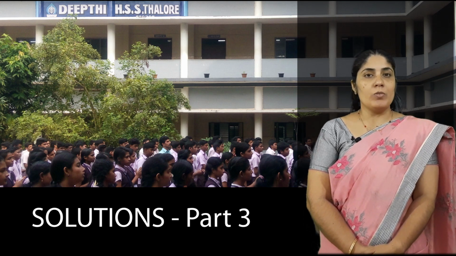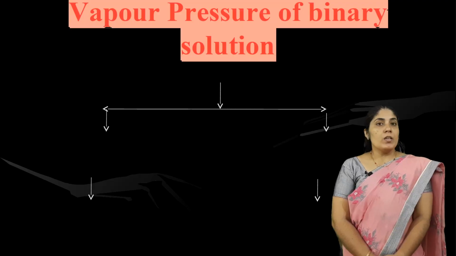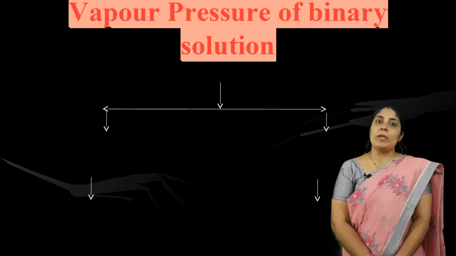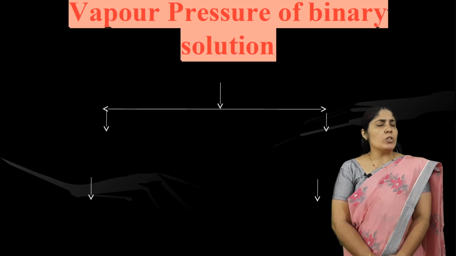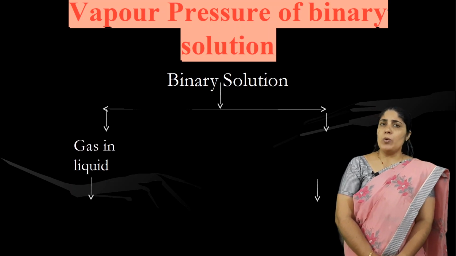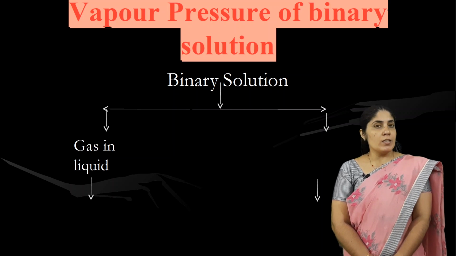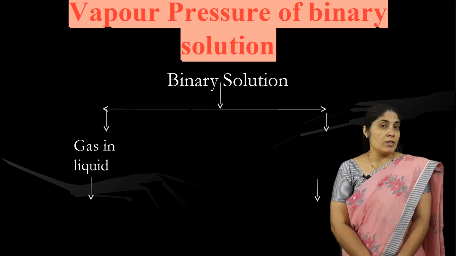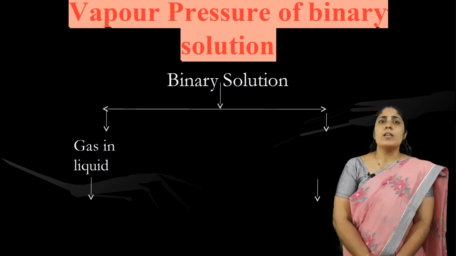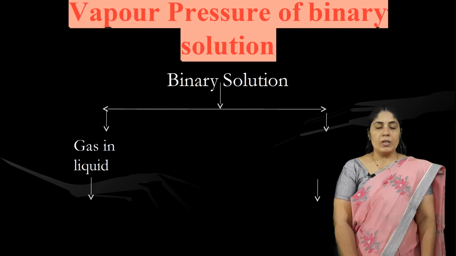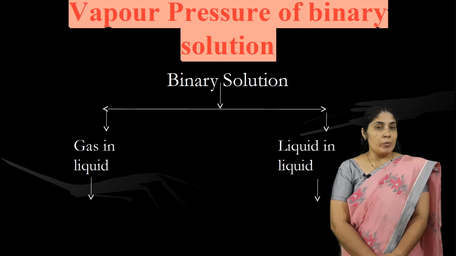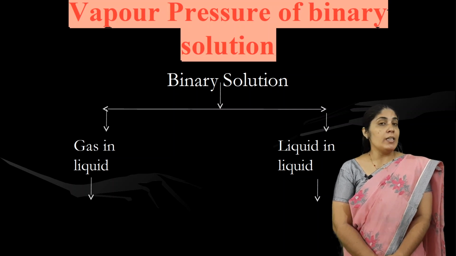Now we'll begin with this session of the video. Today we will be discussing the vapor pressure of a binary solution. When we talk about a binary solution, we know that a solution which consists of a single solute and a single solvent constitutes a binary solution. In this category, we do have three cases to be discussed: gas in a liquid solvent, liquid in a liquid solvent, and the third one is solid in liquid solvent.